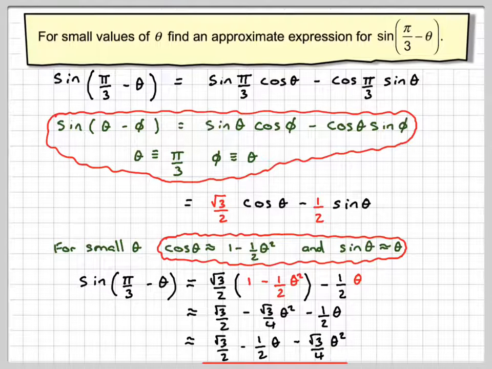theta squared. So this has been a video to show you how to use the compound angle formula and small angles measured in radians to find an approximate expression for sine pi by 3 minus theta.